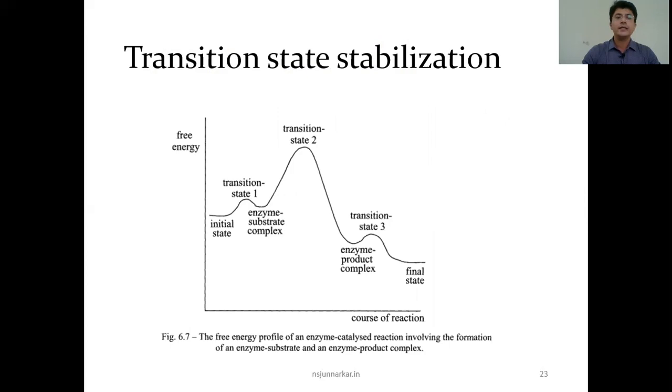Now, another theory was proposed. This induced fit model is not able to explain much how just an input of less energy can result in conversion of substrate into product, and that too at a faster rate. So to explain that, the transition state stabilization theory, or strain theory, was proposed.